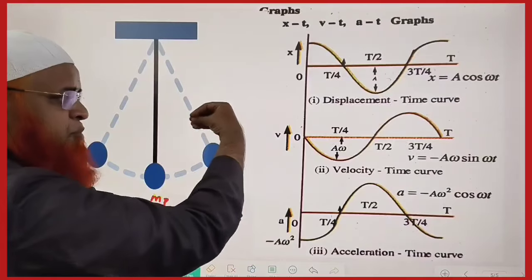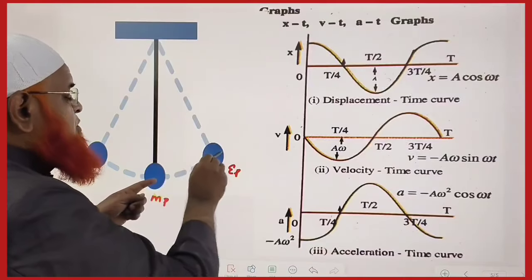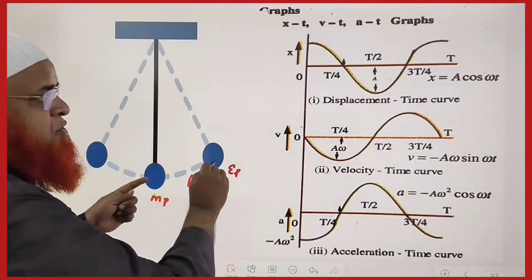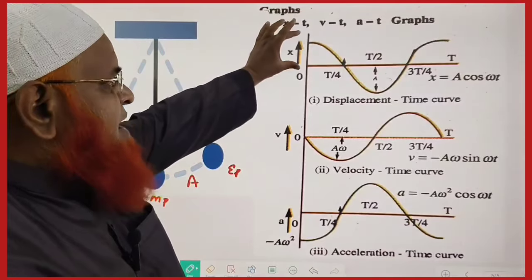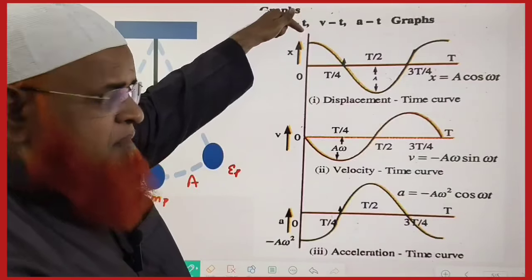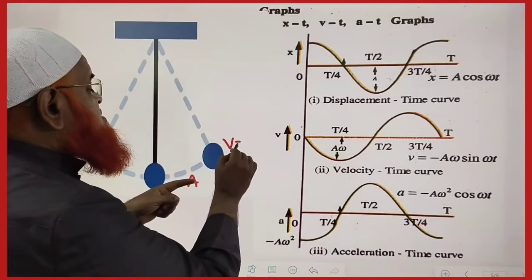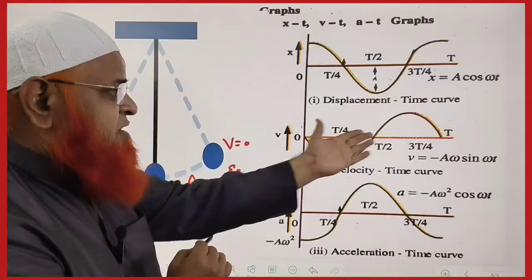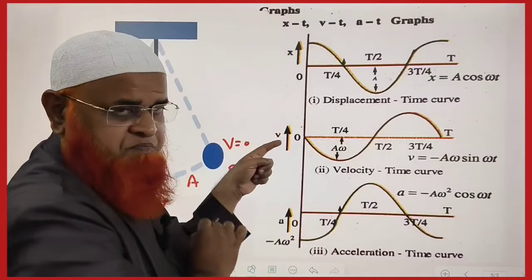So this is going to be the starting point, where from mean position to extreme position it is called an amplitude. Therefore, displacement will be maximum. It starts from here, and at this place, what is going to be the velocity? Velocity is going to be 0. So the graph for velocity-time will start from 0.